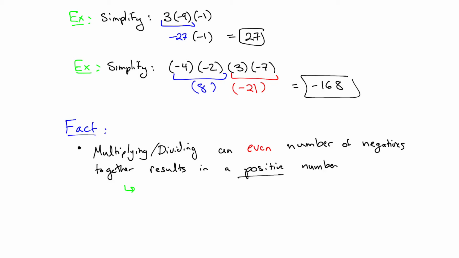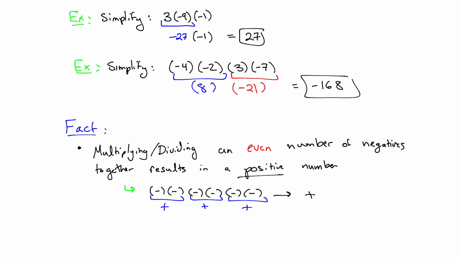To give you an example of this, let's say we had negative times a negative times a negative times a negative times a negative times a negative. 6 negative numbers, right? The reason why it becomes positive is, if there's an even quantity of them, you can just pair them off. This is a positive number, this is a positive number, this is a positive number, and a positive times a positive times a positive is a positive. So this becomes a positive number. Same thing with division. If you divide by 4 negatives, it's going to be positive.